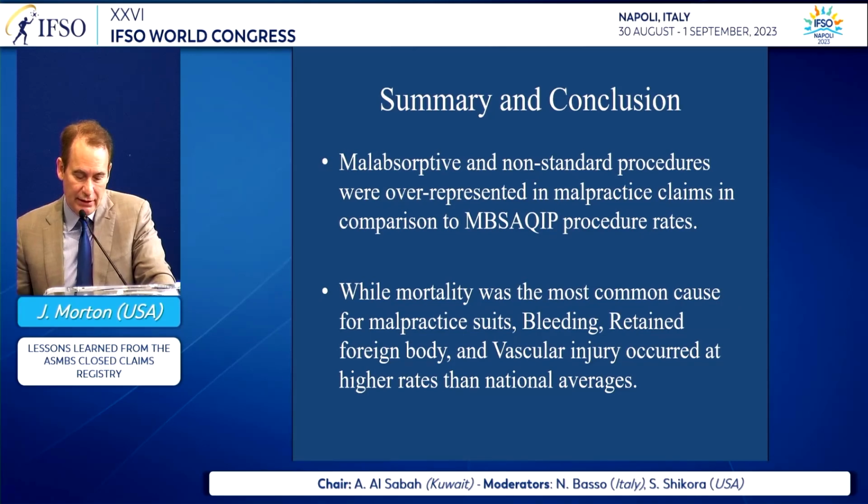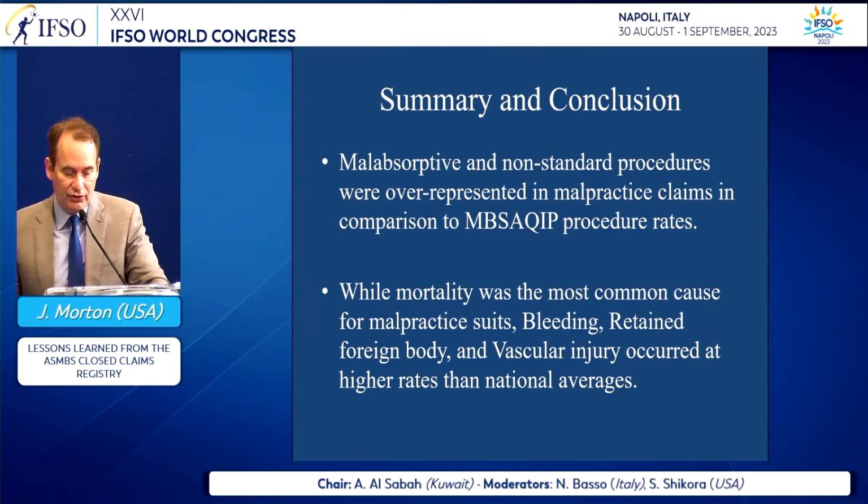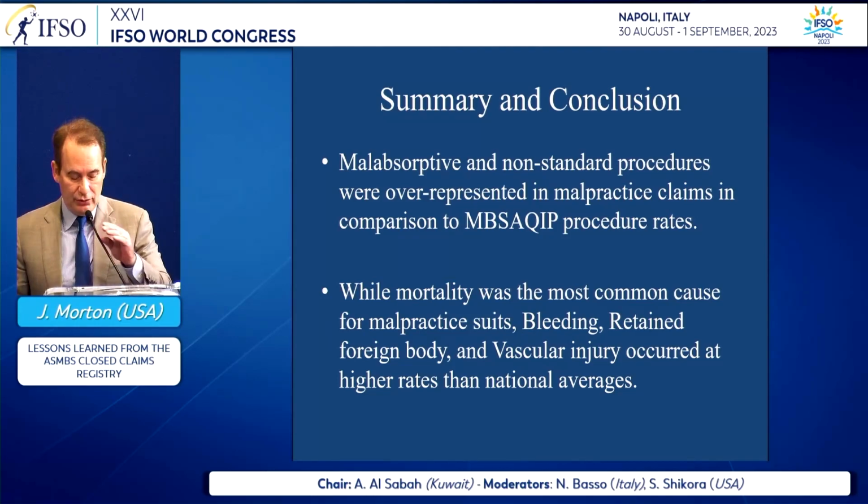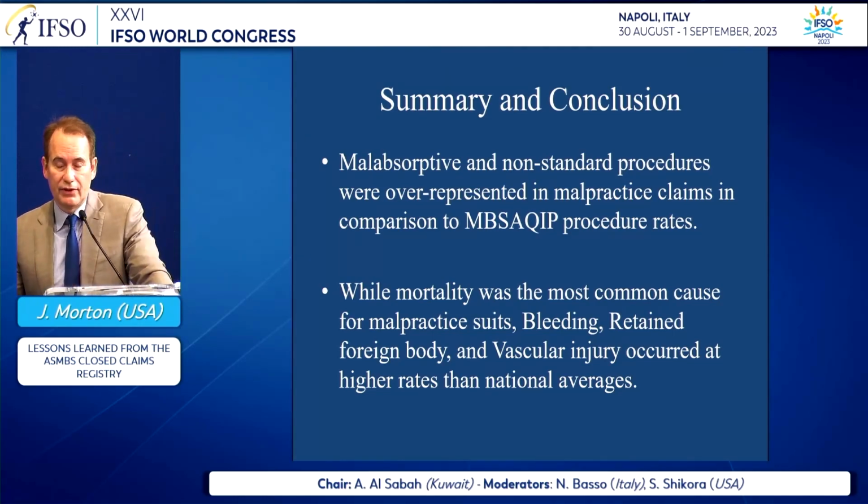We did see that some malabsorptive and, as I mentioned before, non-standard procedures were overrepresented compared to the national norms. And while mortality was the number one reason, the other ones came up, including bleeding, retained foreign body, and vascular injury. It was about half a dozen cases that had vascular injuries, and these involved placement of the OptiView trocar without the benefit of insufflation. In about 6 of those cases, the trocars went into one of the great vessels, either the vena cava or the aorta, and the patient was not able to recover.